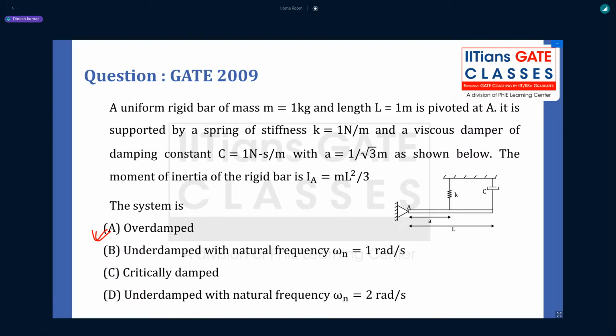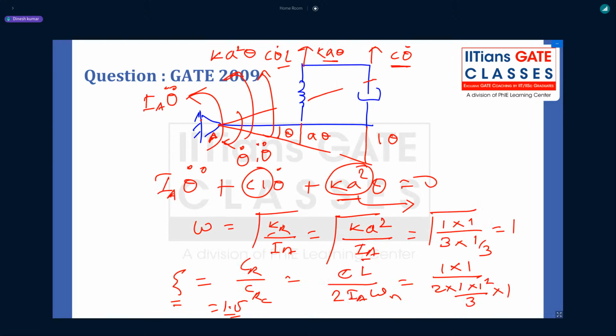And if you know the concepts of rotational and torsional vibration for damped, or you can say viscous damped torsional and rotational vibration, then only you can solve this question correctly. So A is the answer.